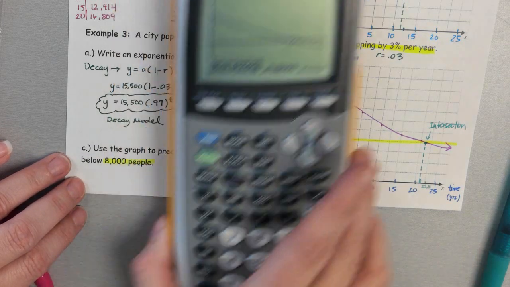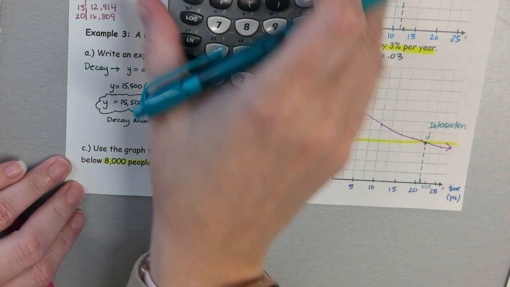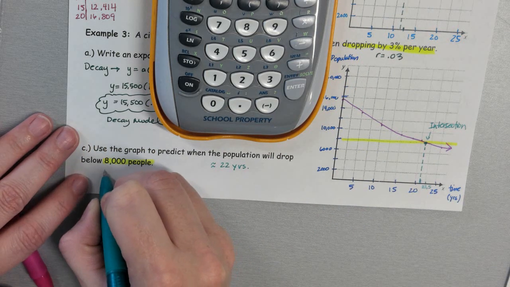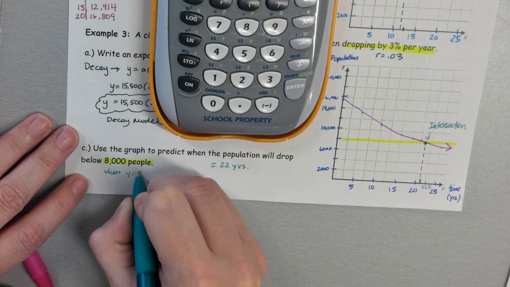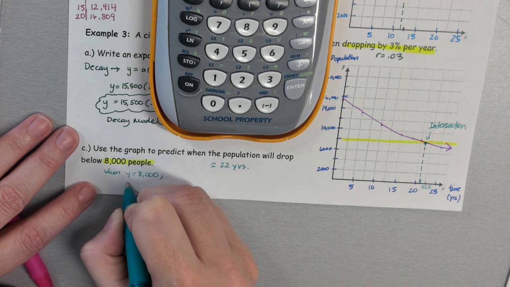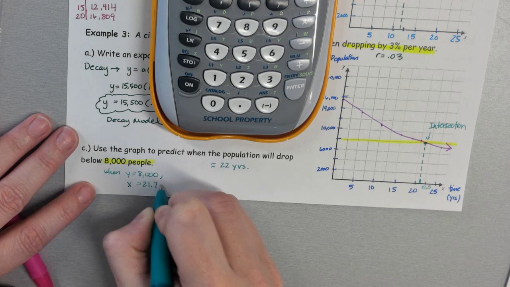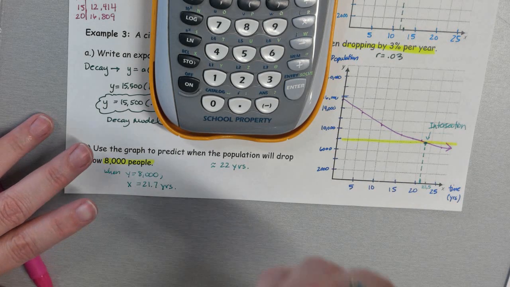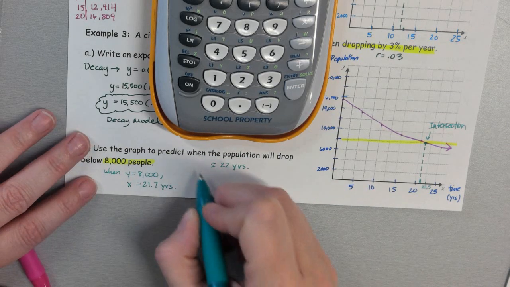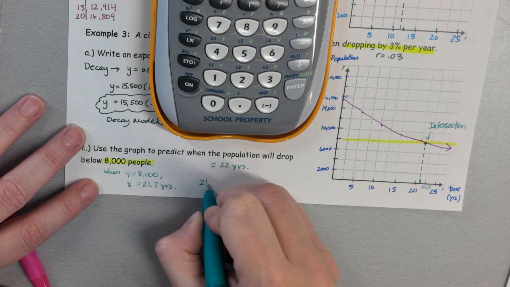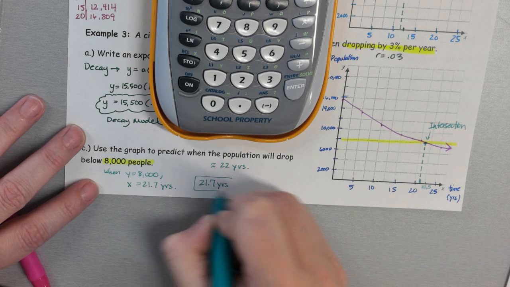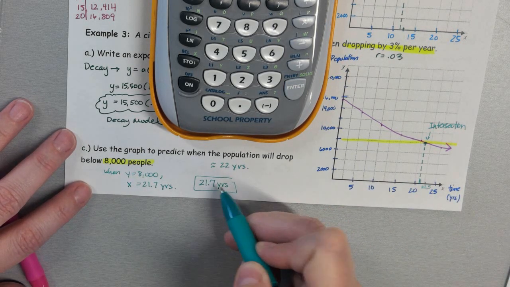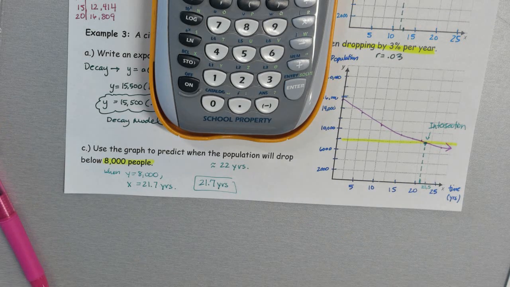And when it says intersection, that is the precise location. Okay, so at the 8,000 mark, when y is 8,000, x is 21.7 years. Okay, so the exact answer to when will it drop is after 21.7 years. And that's pretty good. Our graph is pretty nice that it's that close to get about the 22 years.